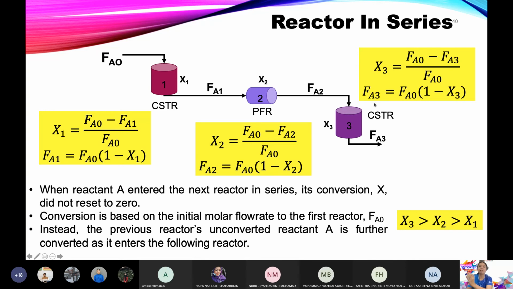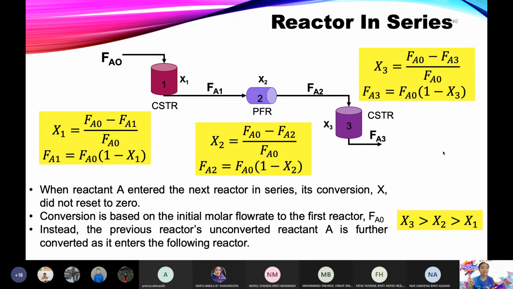Let's say you have 10 reactor, Fa10, maknanya outlet molar flow rate of A pada reaktor ke-10 equals to Fa0 in bracket 1 minus X10. So kamu dah boleh agak formula dia, even I don't show you, you can predict the formula for the next subsequent reactors.